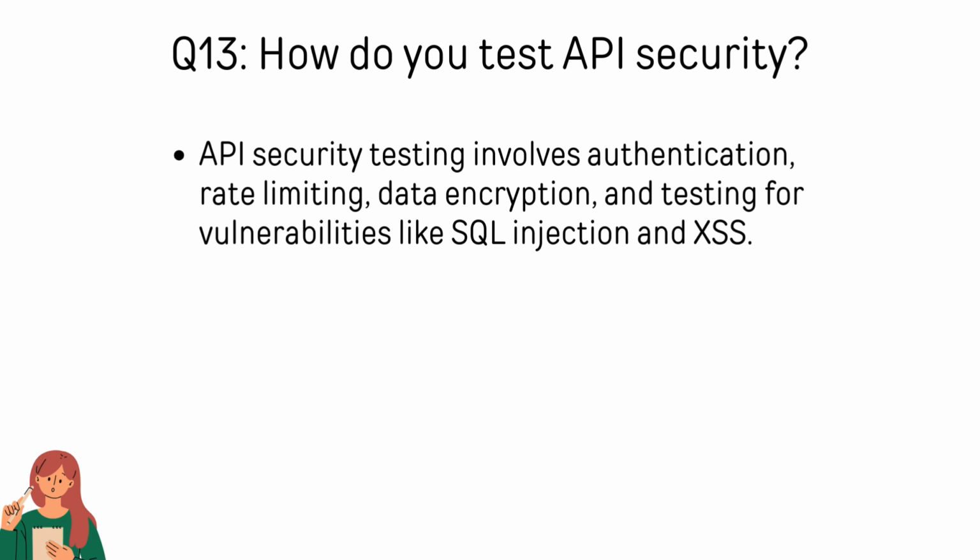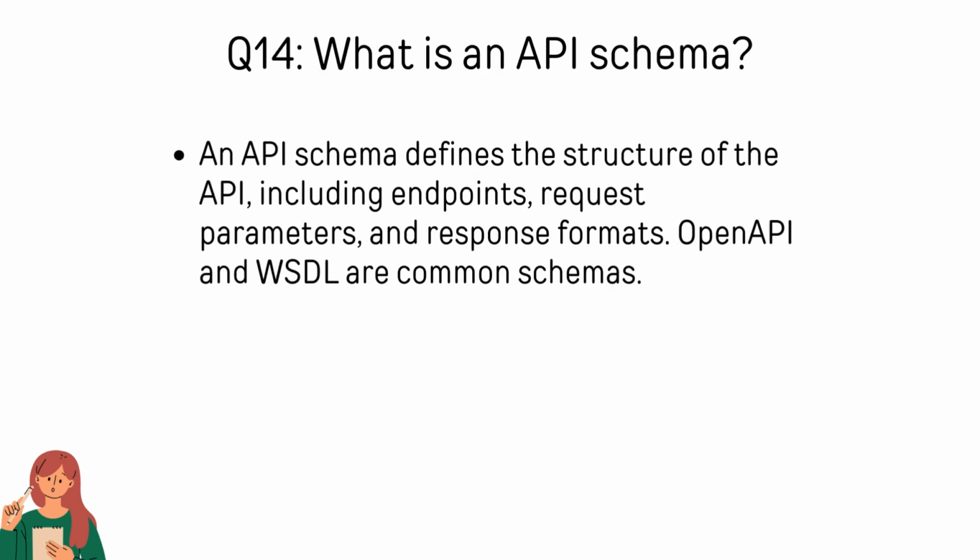Question 13. How do you test API security? API security testing involves authentication, rate limiting, data encryption, and testing for vulnerabilities like SQL injections and XSS. Question 14. What is an API schema? An API schema defines the structure of the API, including endpoints, request parameters, and request and response formats. OpenAPI and WSDL are common schemas.